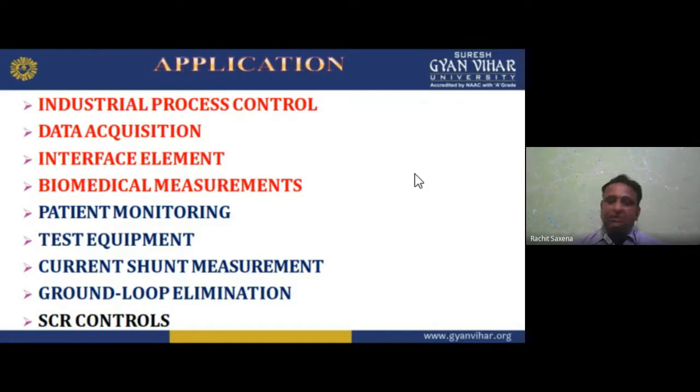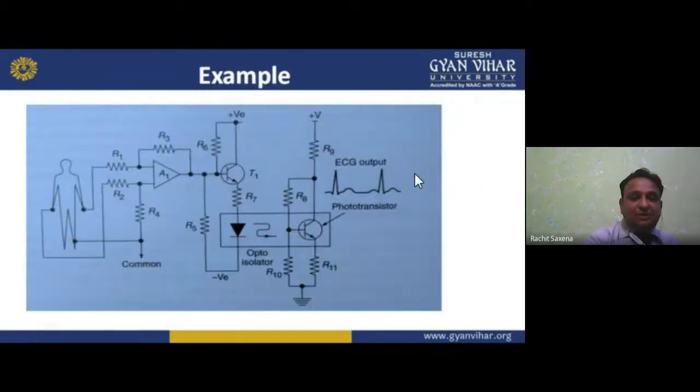So industrial process control, data acquisition, interfacing the element, biomedical measurements I have to make. How I have to monitor the patient through ECG or other machines, so we use this isolation amplifier. Now testing equipment. If I want to test the equipment which I purchase from the market, or a company purchases from the market, and test that equipment, in the circuitry of the test equipment we use this isolation amplifier. That is the optically coupled isolation amplifier. That is this one, an example of this.